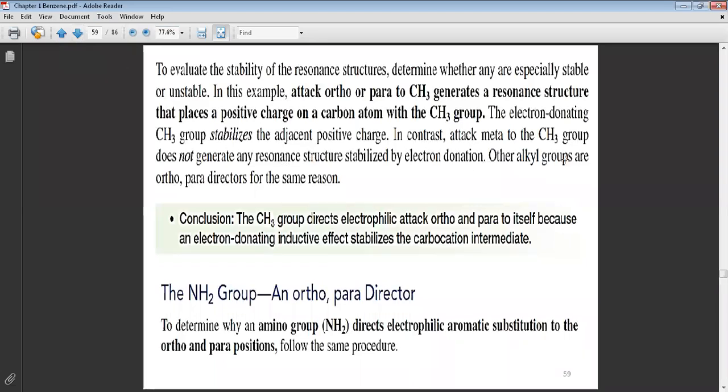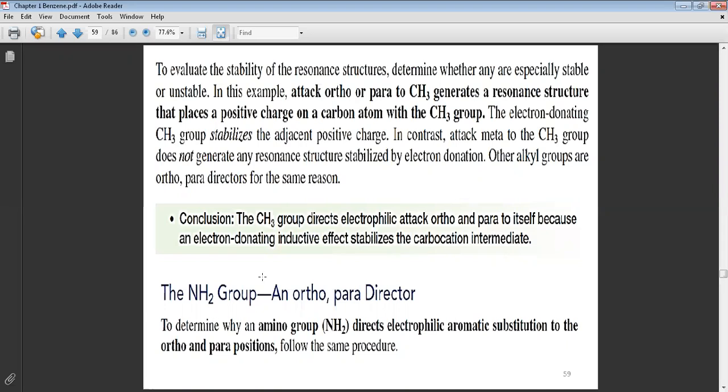And the other alkyl groups are ortho, para directors for the same reason. In short, the CH3 group directs electrophilic attack ortho and para to itself because an electron donating inductive effect stabilizes the carbocation intermediate. We have a more stable carbocation intermediate, I mean here the resonance structure.